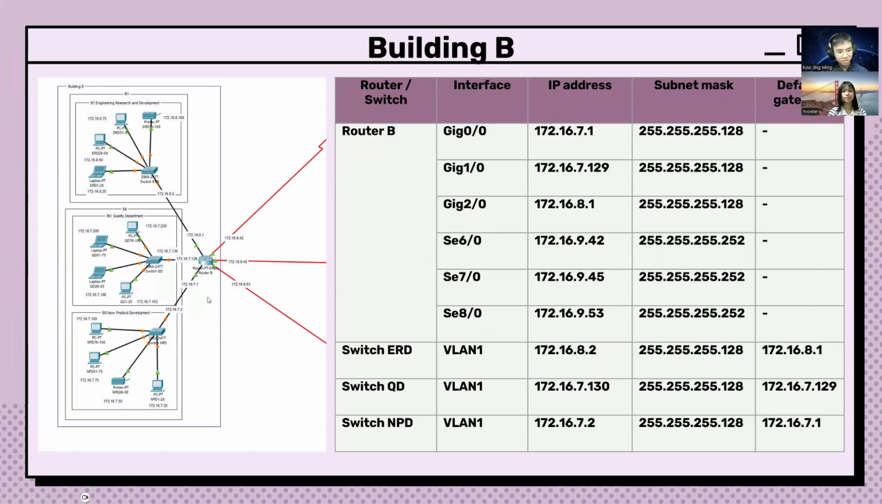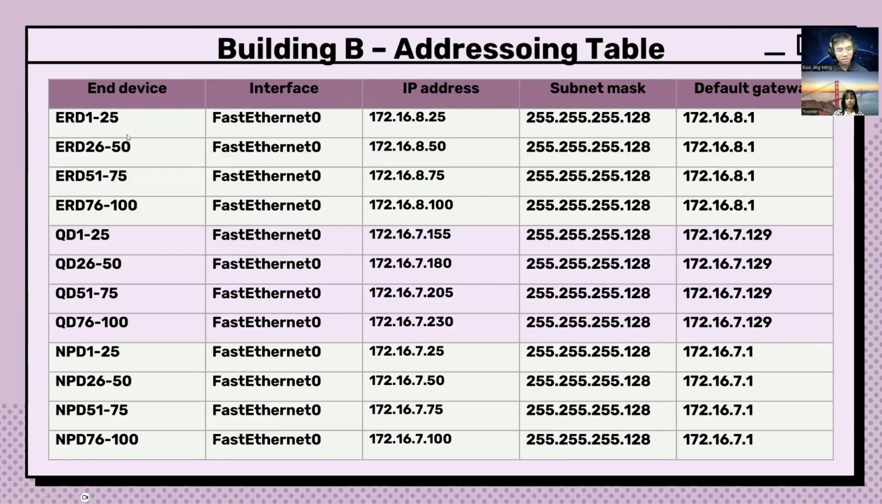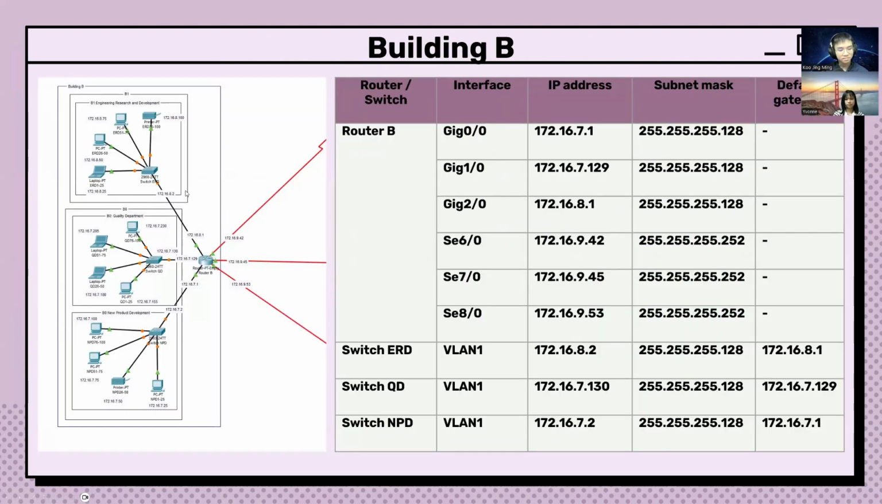Okay, this is building B. In building B, we have 3 switches and 1 router. This is the router interface IP address and subnet mask for both router and switches. And these are all the end devices' interface IP addresses and subnet masks in building B.